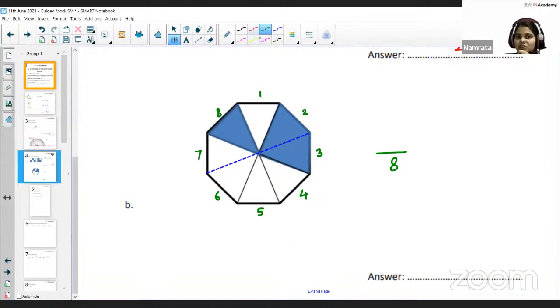Now, let's check how many parts are shaded. 1, 2, and 3. So that will make it 3. 3 over 8. That will be our answer.